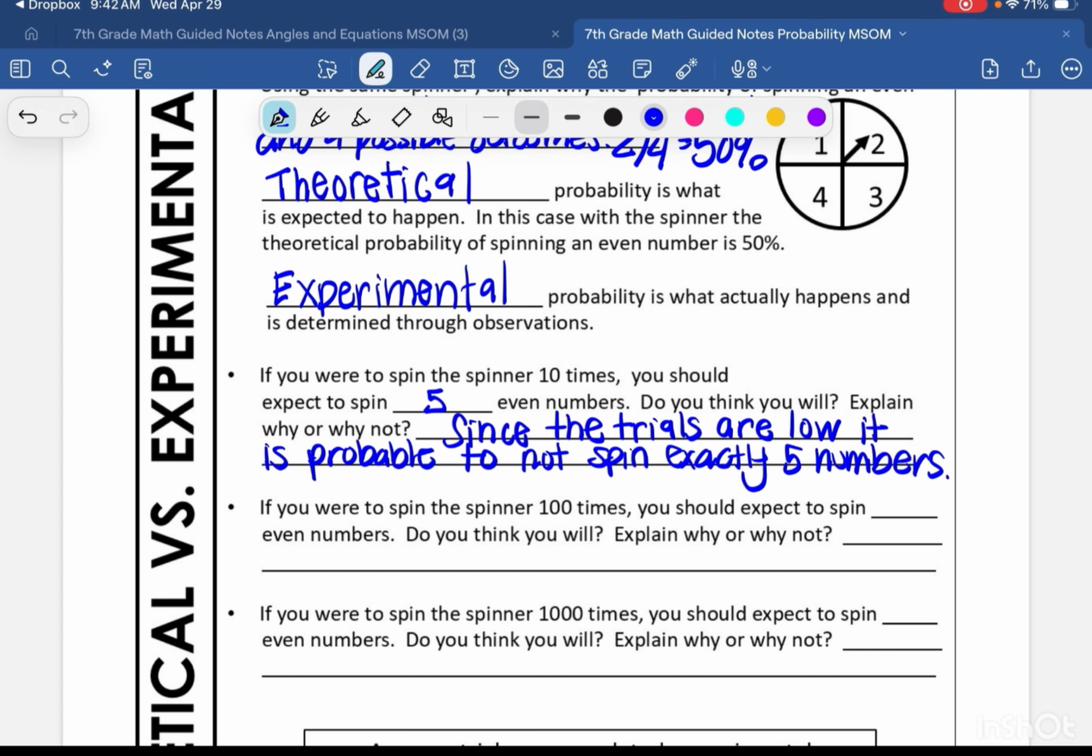If you were to spin the spinner 100 times, you should expect to spin 50 even numbers, exactly half of 100. Do you think you will? My number of trials is increasing, which means I'm going to be closer to my theoretical probability, but it may still not be exactly 50.